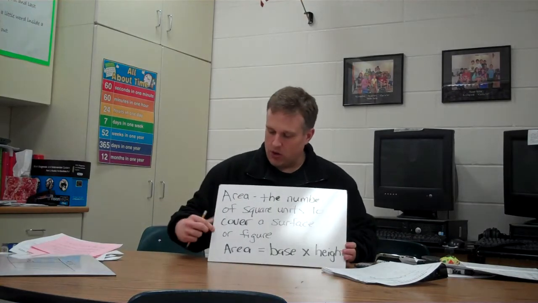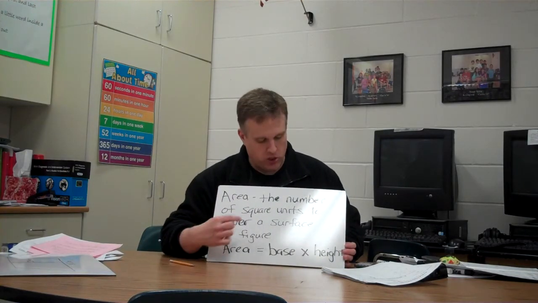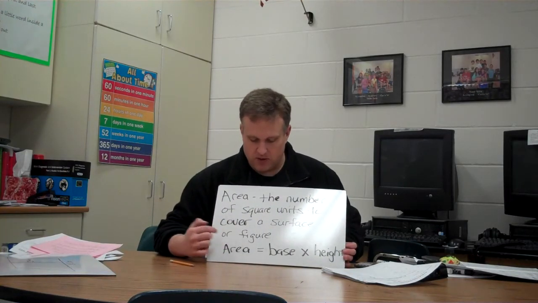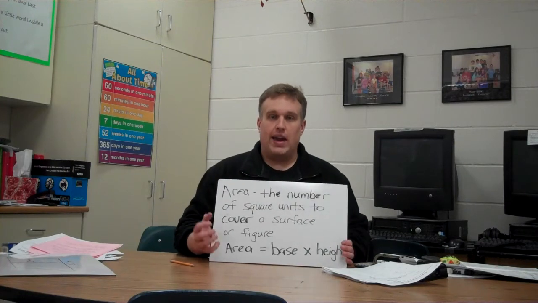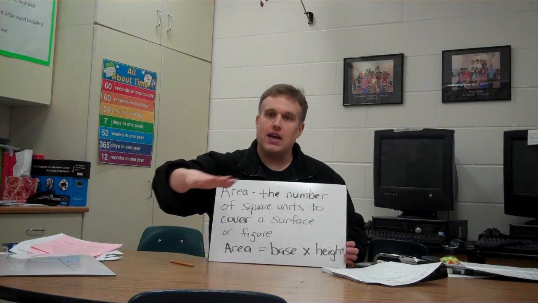Yesterday we did perimeter, and just to refresh, perimeter is the distance around the outside of an object. So it's the distance around the outside, and to find the perimeter we add all the sides together. That gives us the perimeter. Today we're going to talk about area. Okay, so area is the number of square units to cover a surface or figure. So area is the amount of space inside.